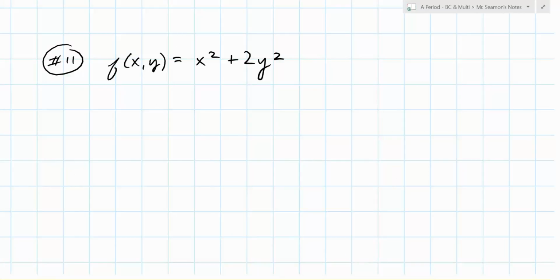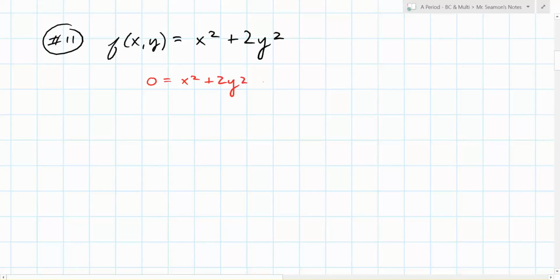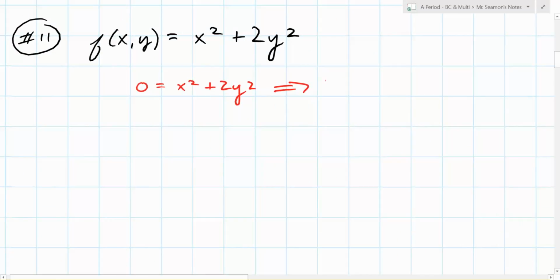0. Start with 0, if you can. So 0 equals x squared plus 2y squared. What does that mean the contour is at that specific space? What's the only time x squared plus 2y squared equals 0? 0, 0. Because x squared and y squared are both positive, you can't add them together and get 0 unless they are both 0 already.